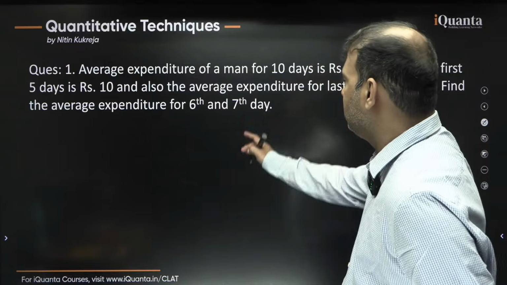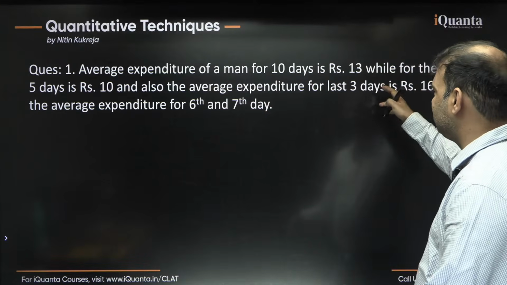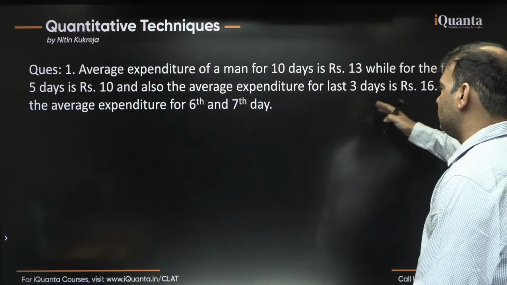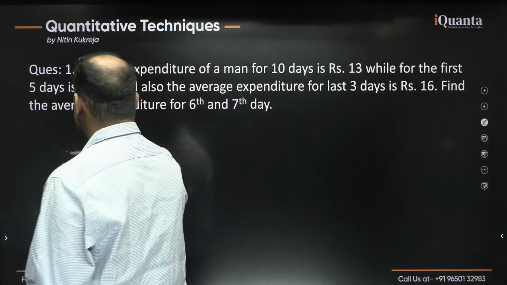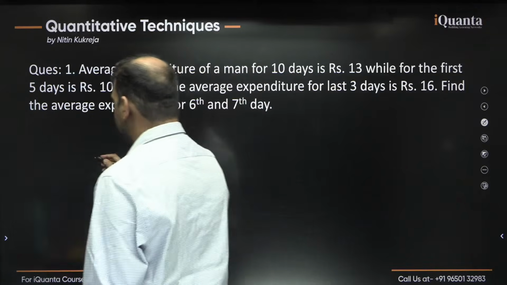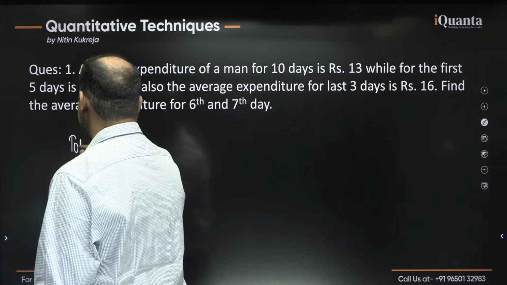We can do that with the help of the average of the 10 days, the average of the first 5 days, and the average of the last 3 days, right? How? Let me show you this, guys, okay? See, first we know the average of the 10 days, right? So what will be the total expenditure of the 10 days? Everybody?